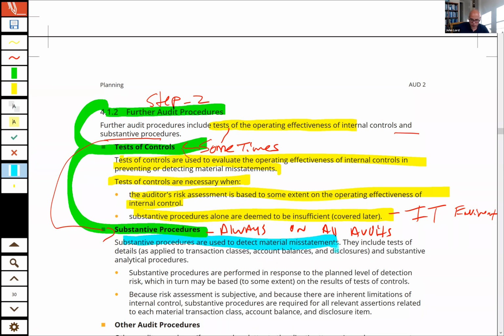We want to see if there's a material misstatement, so we know if we have to qualify our opinion or if it can be corrected by management, etc. Okay, now our substantive procedures include test of details, and they also include substantive analytical procedures.